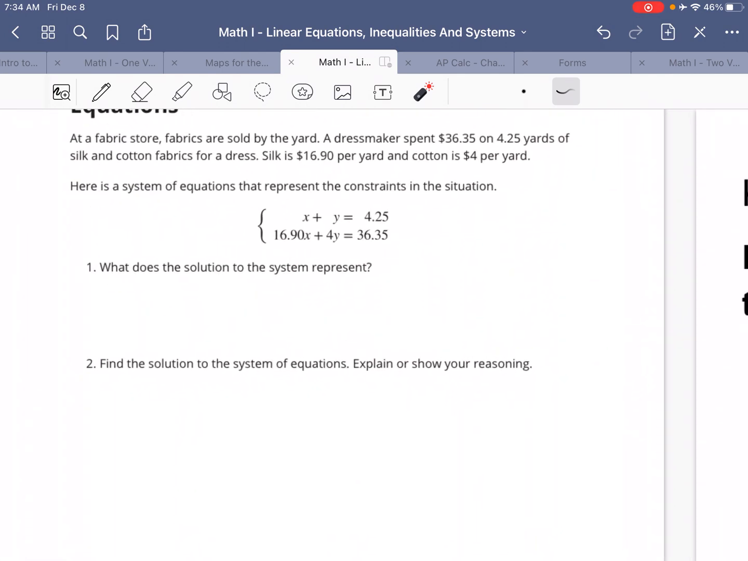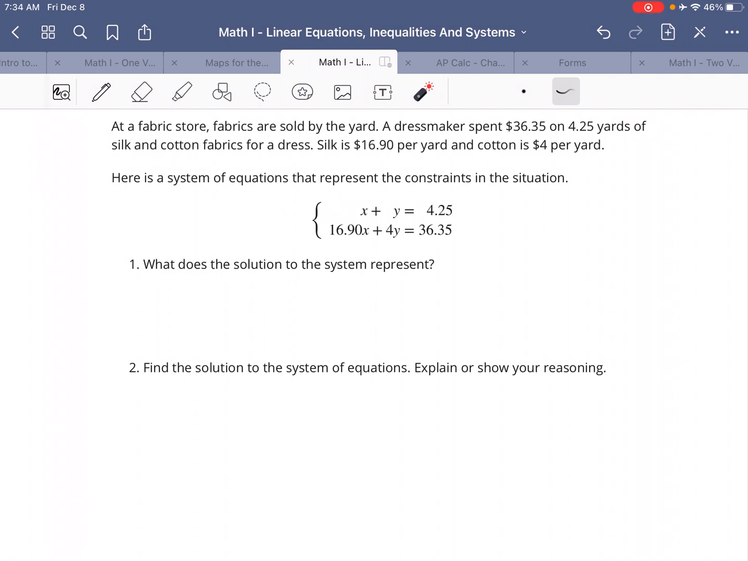So at a fabric store, fabrics are sold by the yard. A dressmaker spent $36.35 on 4.25 yards of silk and cotton fabrics for a dress. Silk is $16.90 per yard, and cotton is $4 per yard. We have two different constraints. She spent this much money on silk, which costs $16.90 per yard, and $4 per yard.